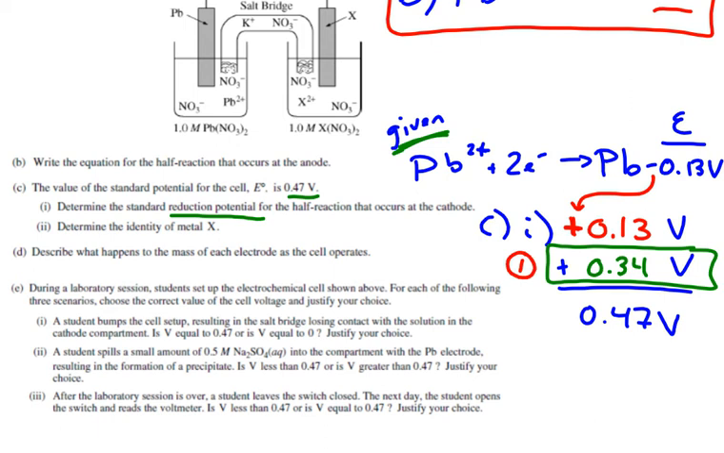Part double I: Determine the identity of the metal. Okay, now, you have to understand this is antiquated. This is old now. But if you did have a sheet like that, Ben, you would just look it up. What is the one that has 0.34? What metal? Copper. That's as simple as that was supposed to be.